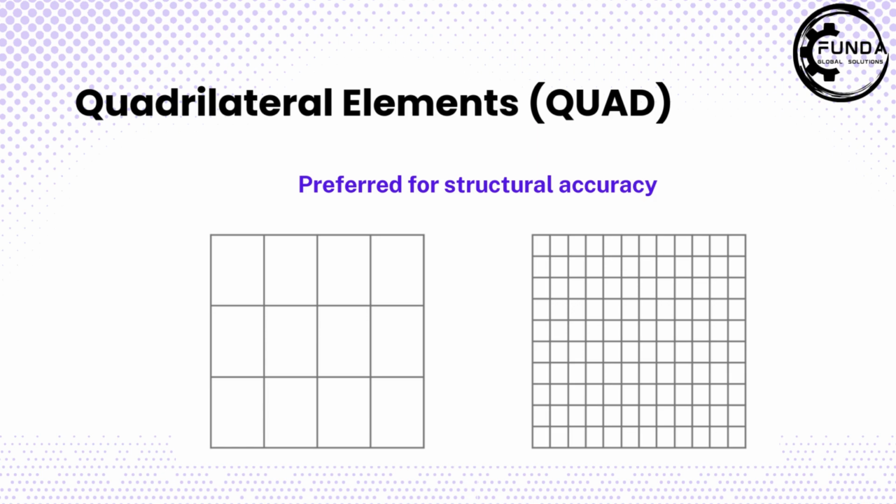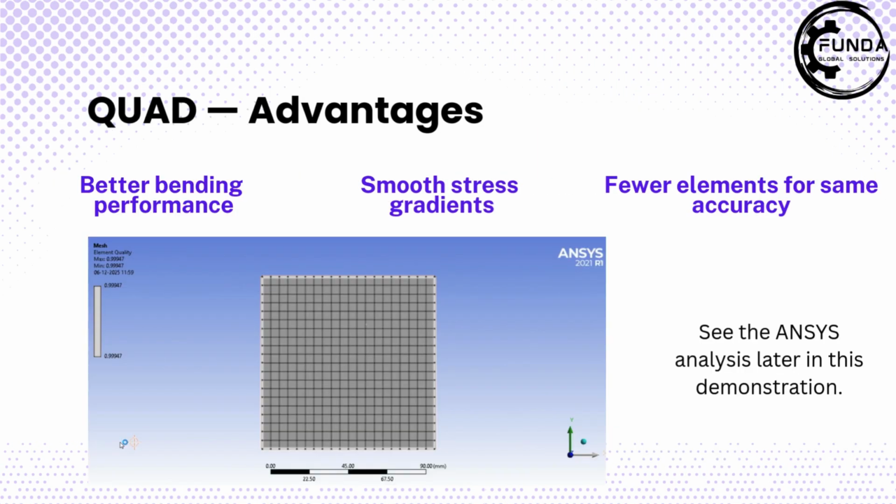Now let's move to quadrilateral elements. Quadrilateral elements are the engineering favorite because they provide better accuracy, smoother stress distribution, and improved bending behavior. In ANSYS, quad meshes can be generated using face meshing or by guiding the mesh through proper partitioning. Quadrilateral elements capture bending much more smoothly, provide better stress gradients, and reduce the total number of elements required for the same accuracy. If your goal is high-quality structural results, use quads wherever the geometry allows it.